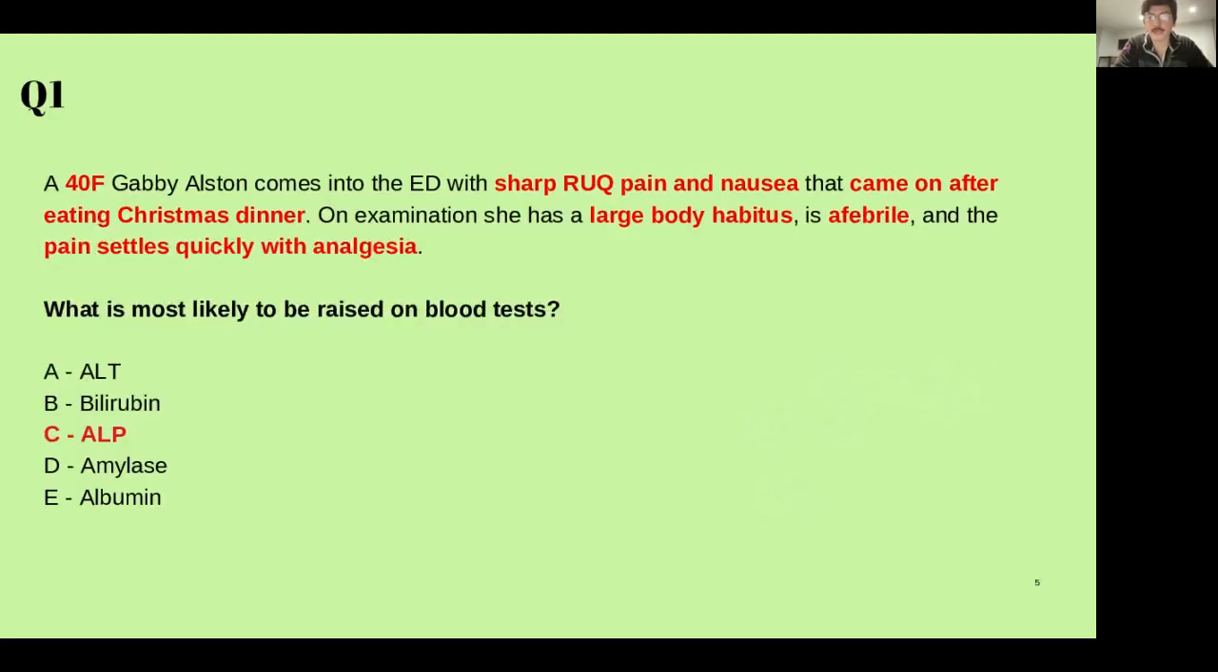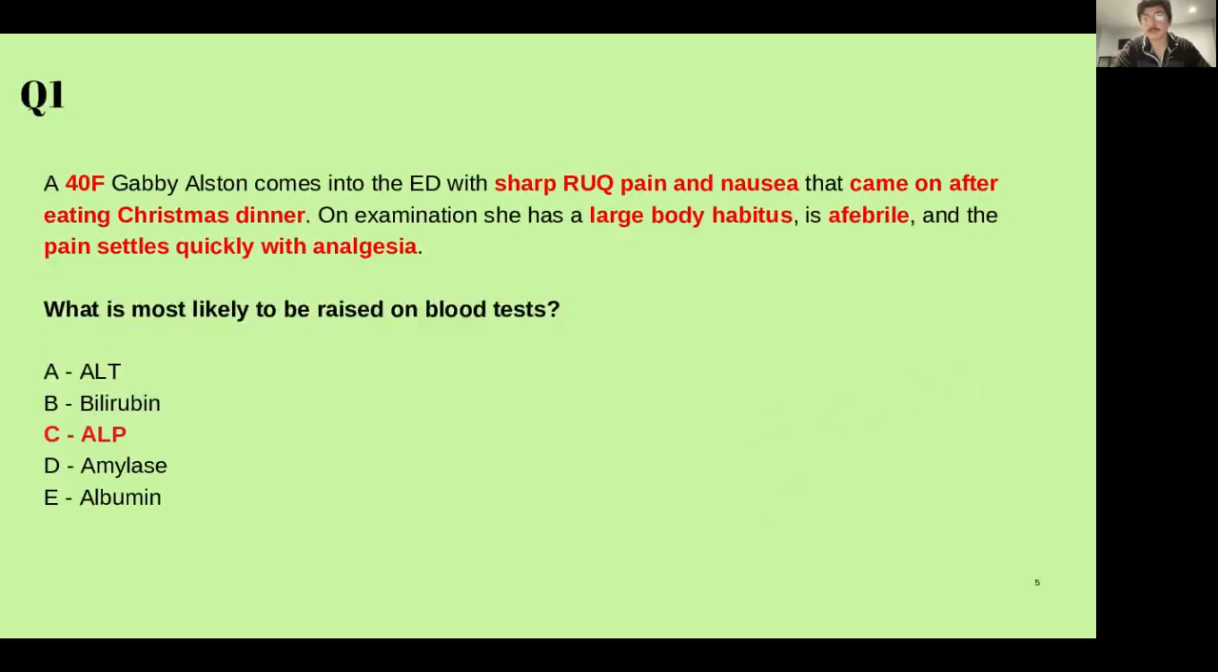So why is ALP raised? Well, usually with biliary colic and biliary pathology, you get a cholestatic picture on the LFTs. So the GGT and the ALP will typically shoot up. You only really get raised ALT when it involves the liver and the actual hepatocytes, and that's a bit more concerning. But usually in just normal biliary colic, your ALT will most likely be normal.